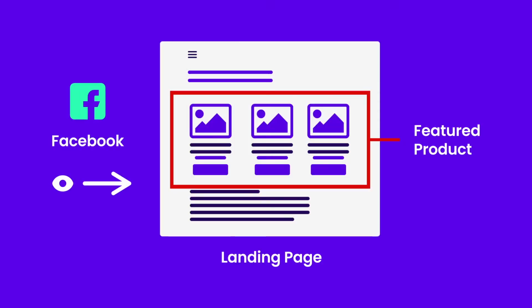Sending people from a product ad to a homepage has actually triggered me in the past for a Facebook suspension, which is absurd. But you basically want to have that featured product you were taking people from Facebook to see, from Facebook to your landing page. If you can have that featured product right there on the landing page, that's going to be good. But sometimes it's even better to just send people to the product itself.